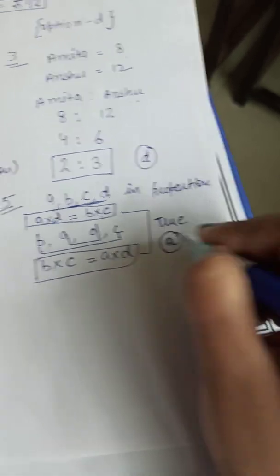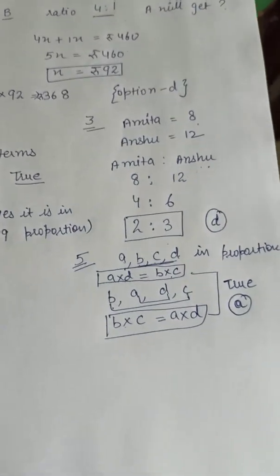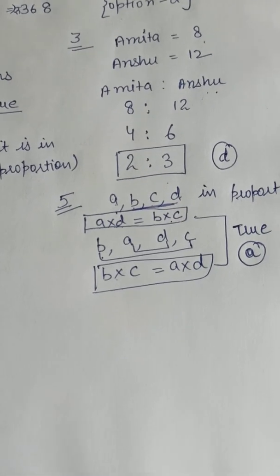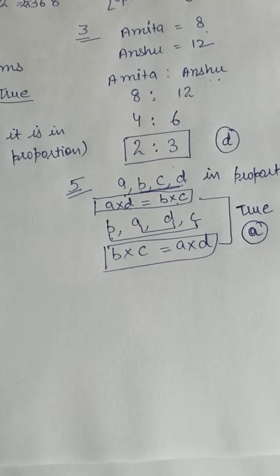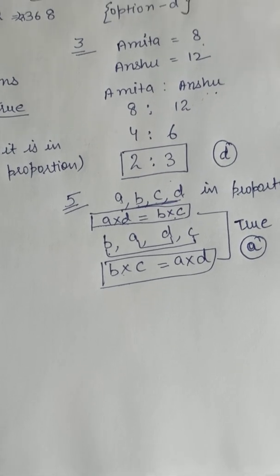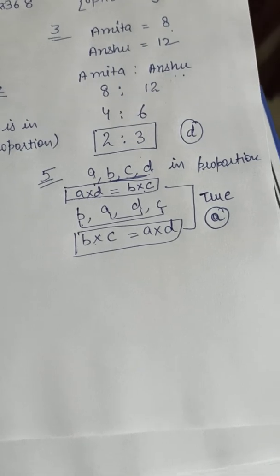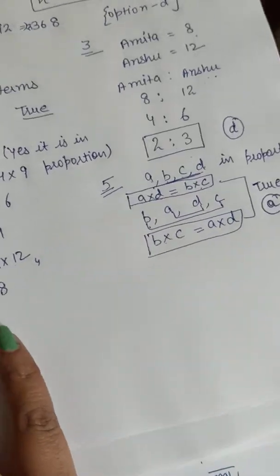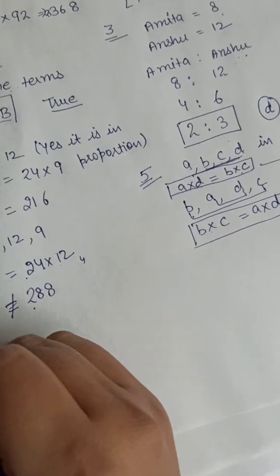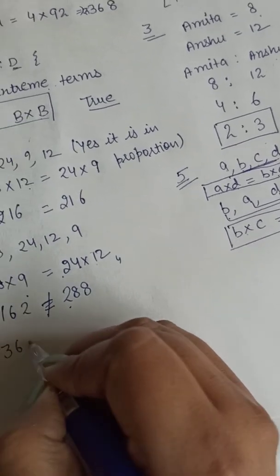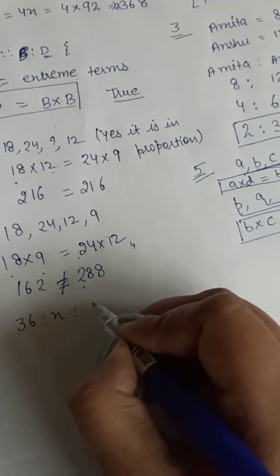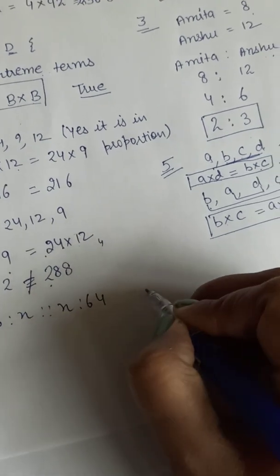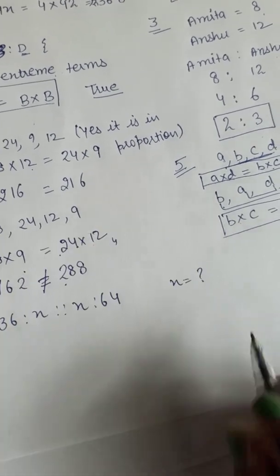option A, right? It doesn't mean that because MCQs are given, you just choose one option. MCQs में भी बेटा solution होता है, you have to solve it. Okay, now come to question number 6. If 36 ratio x is in proportion with x ratio 64, what will be the value of x?